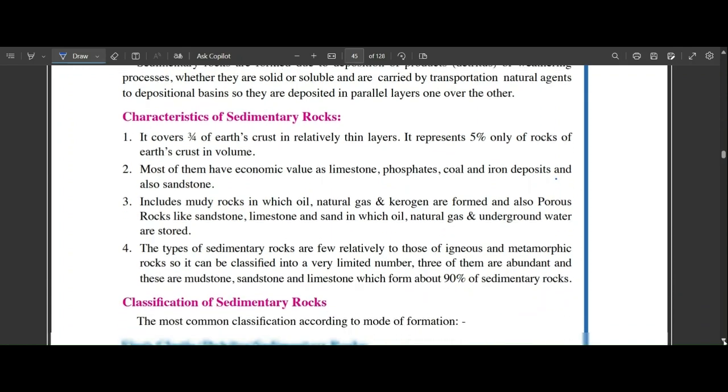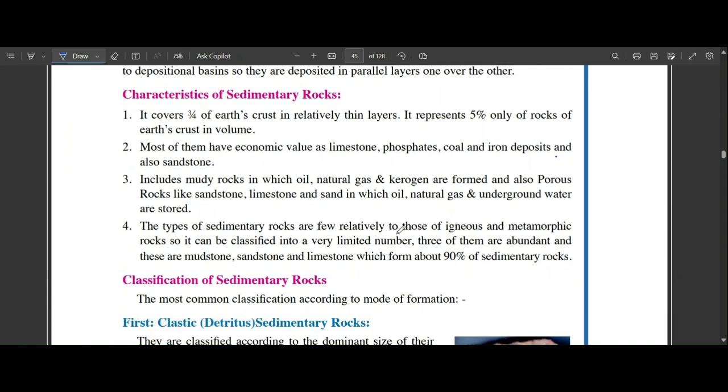The types of sedimentary rocks are few relative to those of igneous and metamorphic rocks, so they can be classified into a very limited number. Three of them are abundant, and those are mudstone, sandstone, and limestone, which form about 90% of sedimentary rocks.